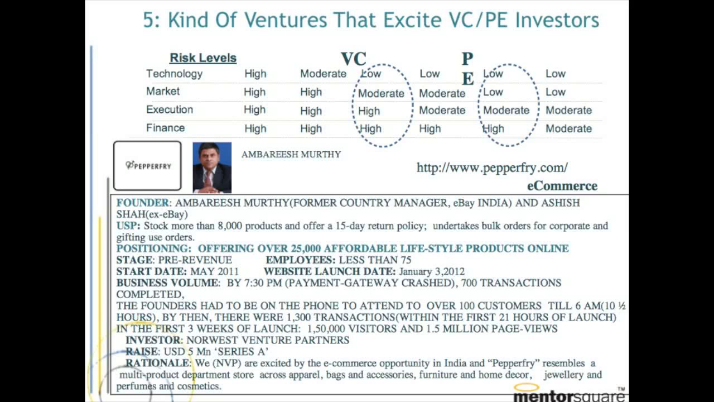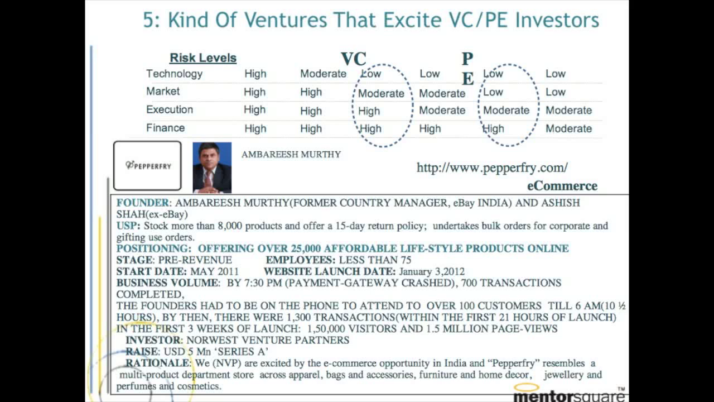In the first 3 weeks of launch, they had 150,000 visitors and 1.5 million page views. They were so well prepared, they had understood the market so well, and they timed their launch so well that this is what happened the day they launched.